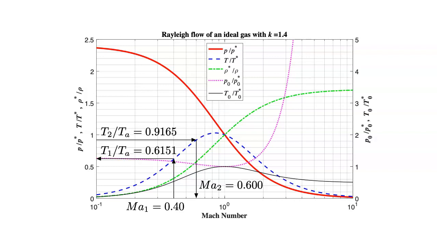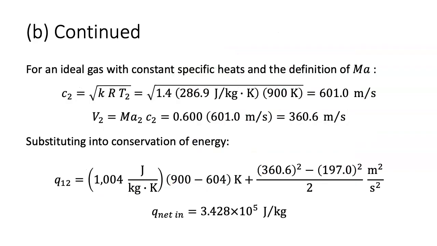Now that we have the downstream Mach number, we calculate the speed of sound at section 2 to be 601 meters per second, which corresponds to a local velocity of 361 meters per second at a Mach number of 0.600. Note that even though the area of the pipe is constant, the flow is speeding up while the heat is added due to the expansion of the gas. Also, note that our assumption that section 2 is somewhere on the Rayleigh line before the critical state is correct.